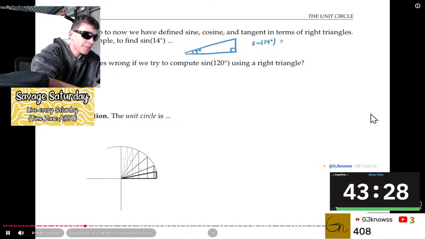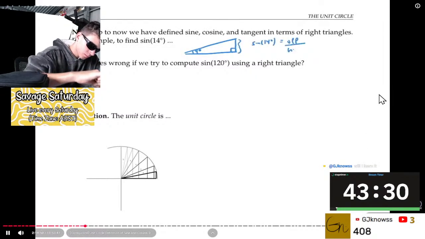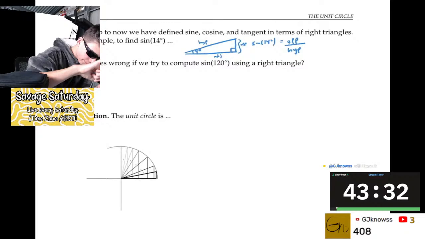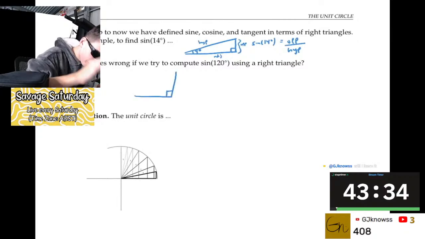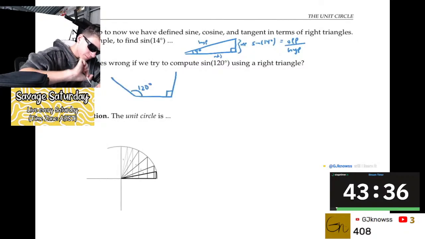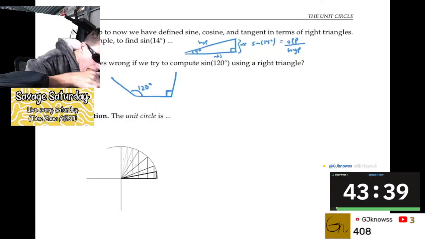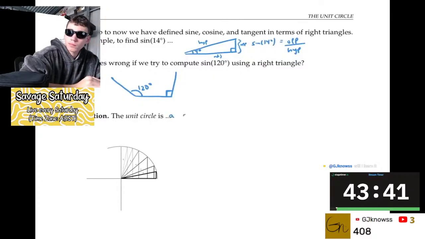The length of the opposite side over the length of the hypotenuse. But if we use this method to try to compute sine of 120 degrees, things go horribly wrong. When we draw this 120 degree angle and this right angle, there's no way to complete this picture to get a right triangle. So instead, we're going to use a unit circle, that is, a circle of radius 1.